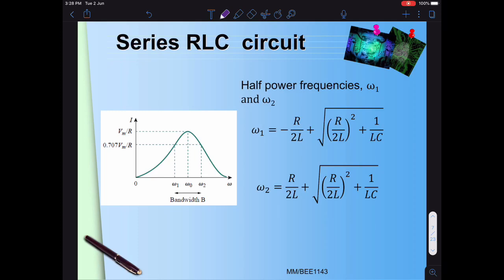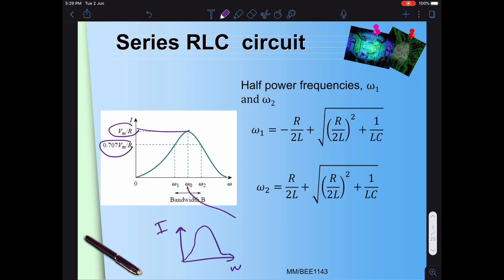Let's continue the graph of the series RLC circuit. Okay, please remember this graph. Here I is the current, this is omega, and the shape is a bell shape. The parameter at the peak of this graph is Vm divided by R, and it is attenuated at 0.707.